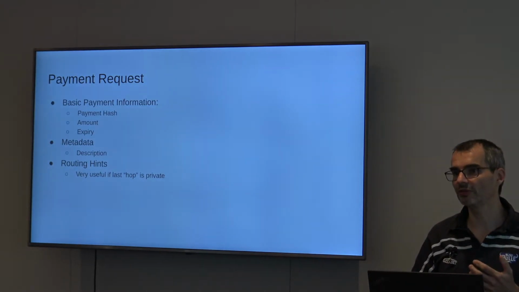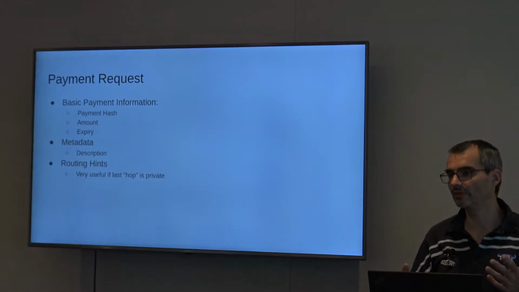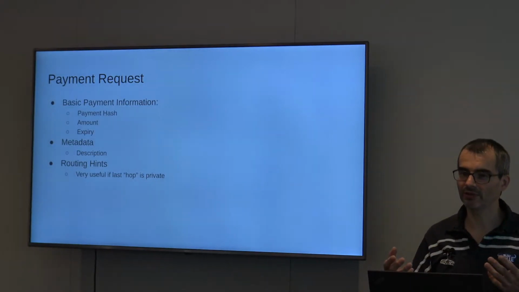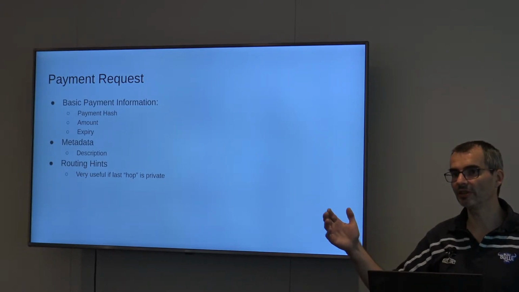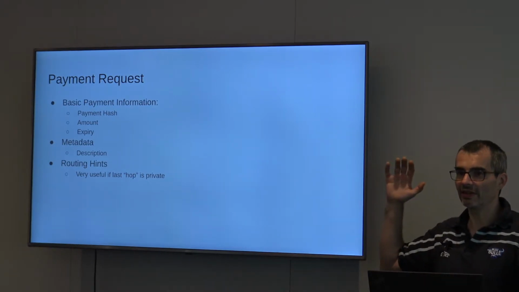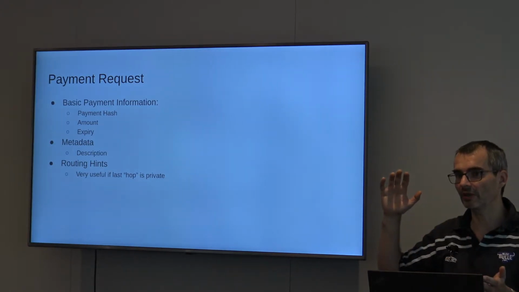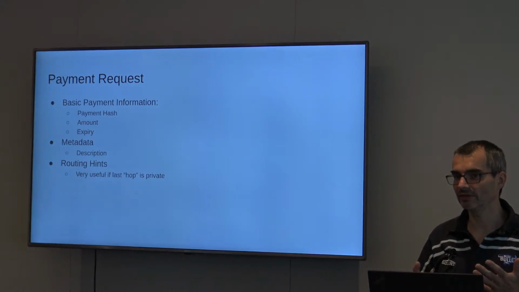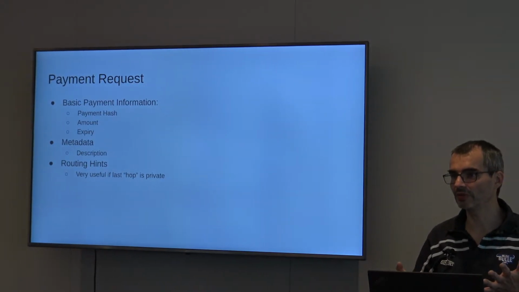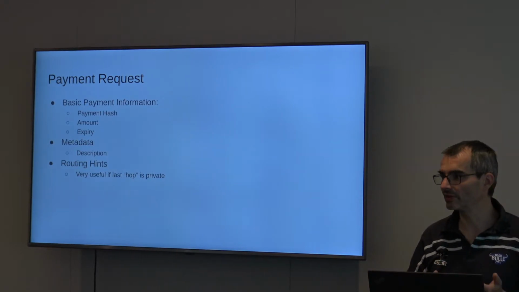This is also very useful if you're a merchant and you don't want for some reason to publicly announce your node because you're a terminal node. You will not be routing payments. You're like the end of the way. All you get is incoming payments, not outgoing ones. It doesn't make sense to make your node public. It's useless from a routing point of view. So you will also use routing hints to receive payments.